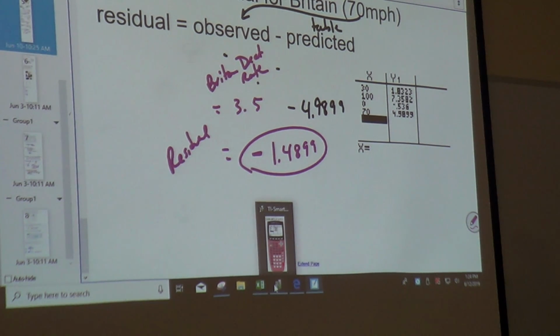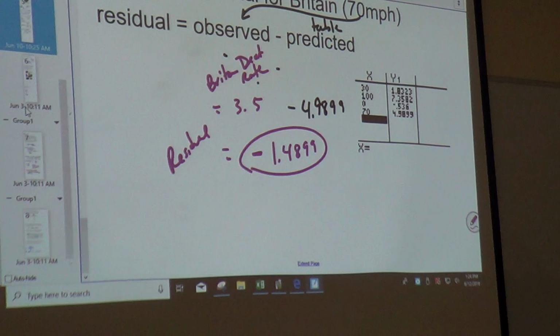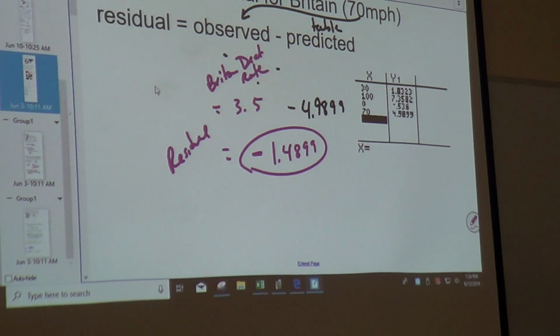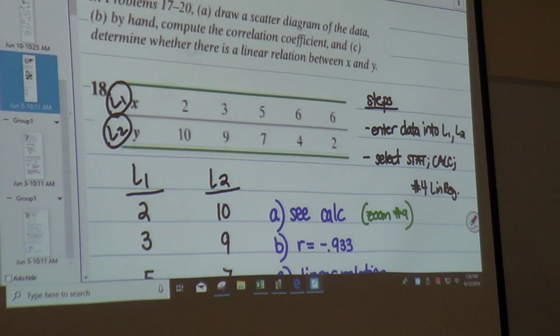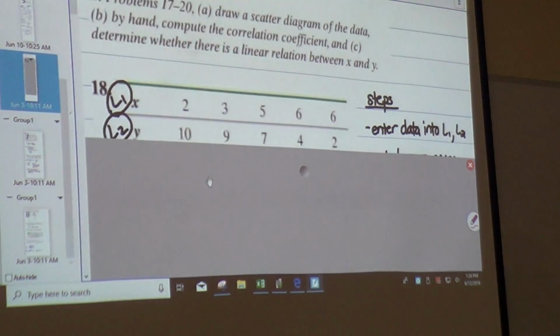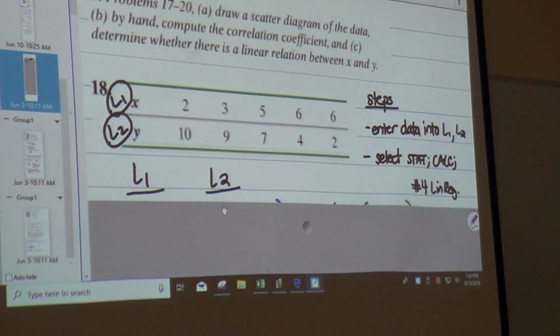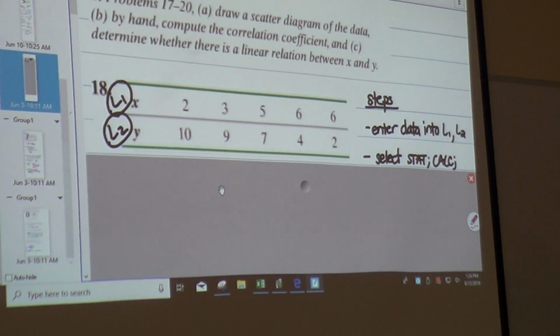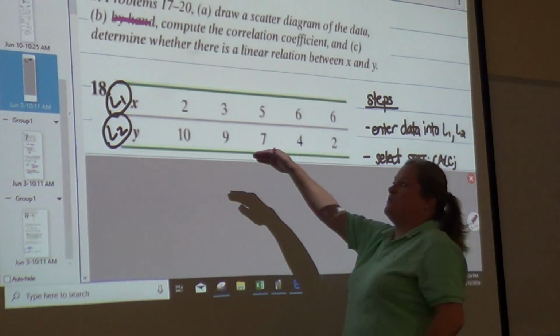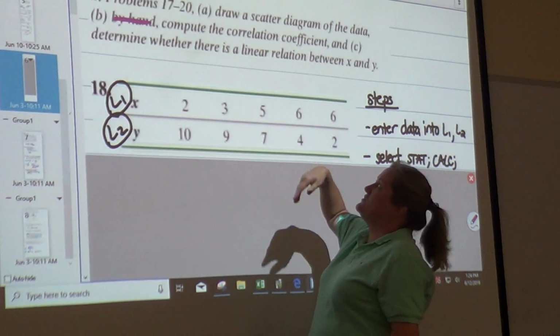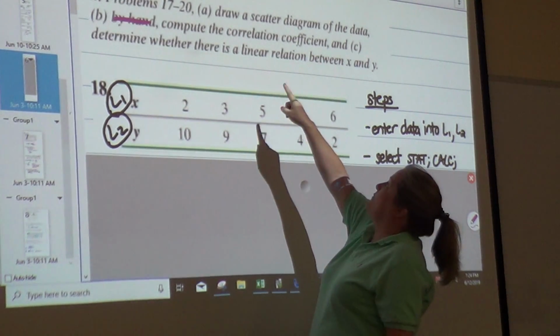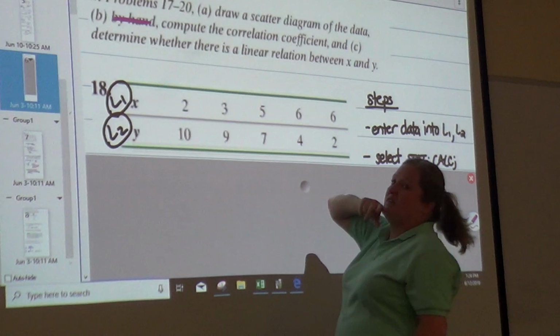We had a lot going on in that problem, but we're going to do a couple more just to practice. All right, here's one with less data. You're going to be finding less stuff, just to give you practice. It says by hand, y'all, we never do anything by hand. For this one, I'm telling you what the L1 and L2 are. Sometimes I give it to you across, sometimes I give it to you up and down. Draw a scatter diagram, compute the correlation coefficient, and tell me if there's a relationship.